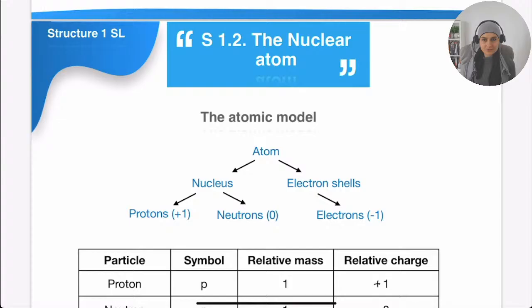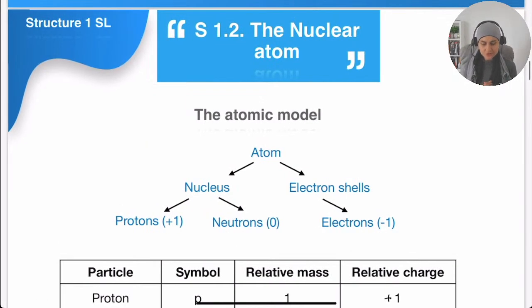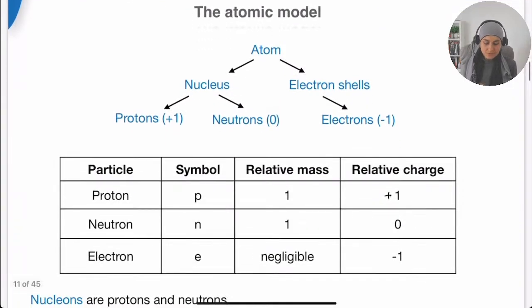Okay, congratulations. We've done structure 1.1 and that took 24 minutes. Next bit, structure 1.2, nuclear atom, SL. So you see structure 1.1, it was all SL. This is also, most of it would be SL. Well, let's start. So structure of an atom.